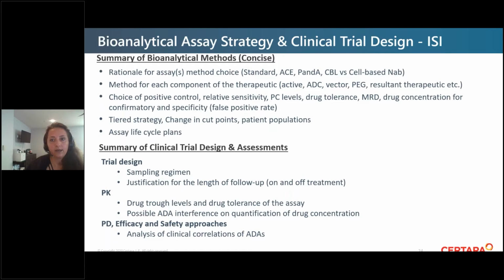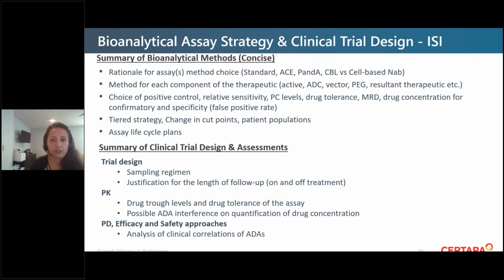So the next part of the ISI is going to be your assay strategy and your clinical trial design. You want to give your rationale for your assay method choice. Do you have an assay method to look at each part of the therapeutic? As we have a lot of different complex biologics out there, if you have PEG, do you have an assay against the PEG? If it's gene therapy, there's going to be a lot of different ADA assays that you have to have against the vector and the resultant protein.